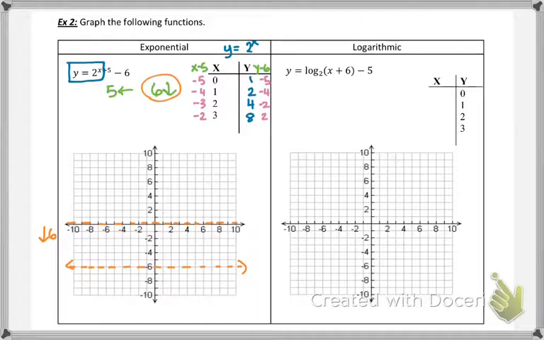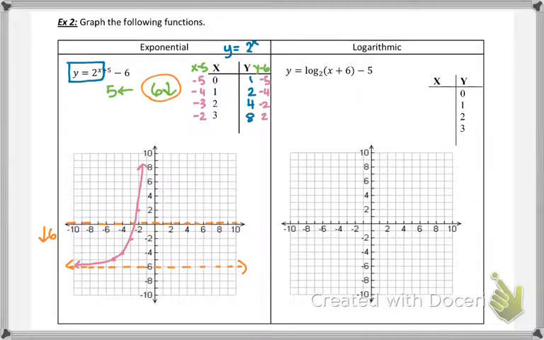Now let's graph those points. Negative 5, negative 5. And negative 4, negative 4. Negative 3, negative 2. And negative 2, 2. And here is my function. Even though I haven't graphed points on the left, I know that it's going to get closer and closer to this horizontal asymptote. And that's what my graph is going to look like.